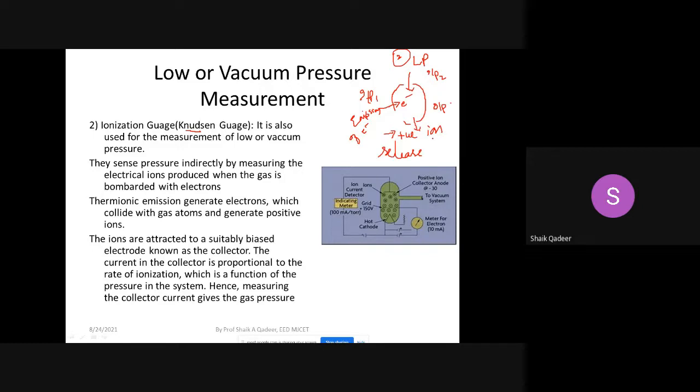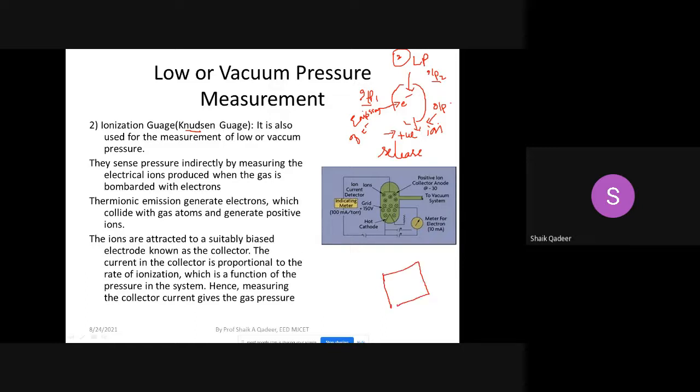Write these 3 points in your notebook. Please make a note of these 3 points. When electrons are bombarded with the gas molecules, it results in release of positive ions, which we try to measure and correlate in terms of low pressure measurement. So these two are inputs: this is input 1, this is input 2, and this is our output. Let me write it once again.